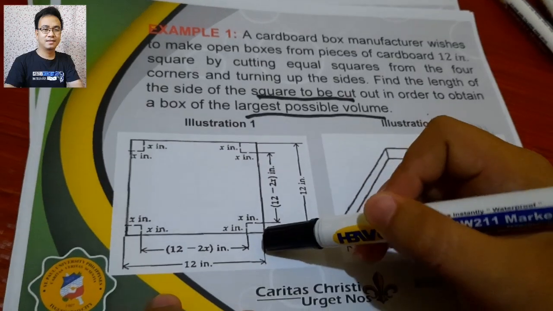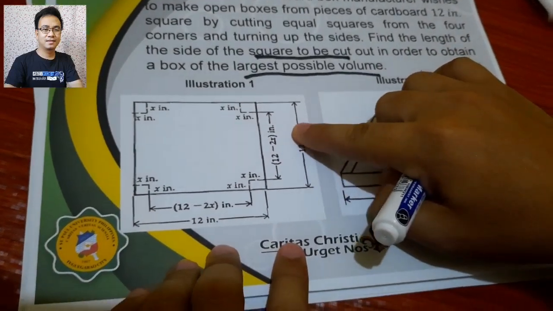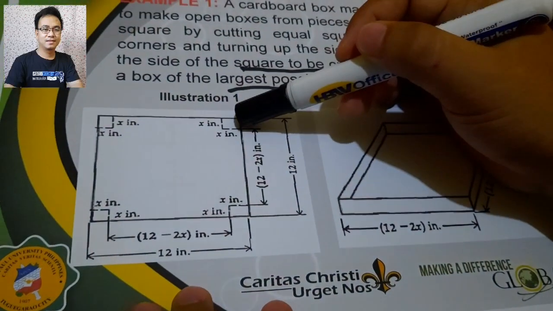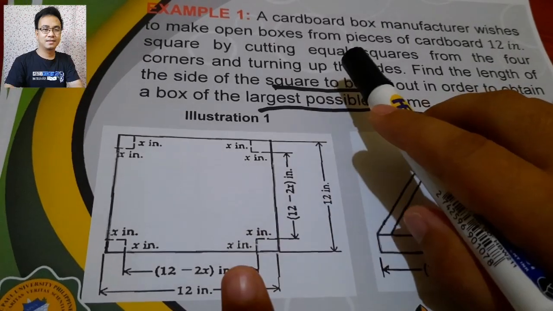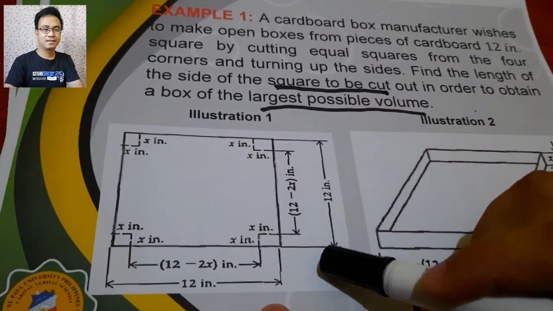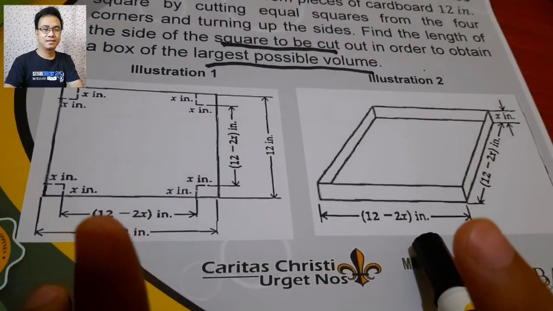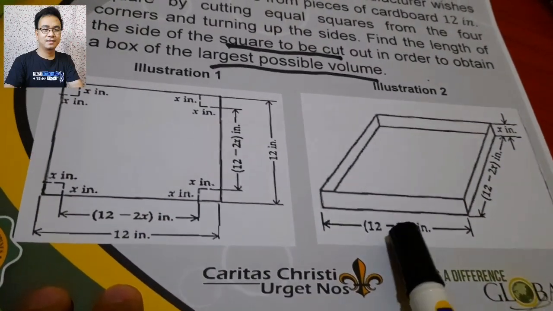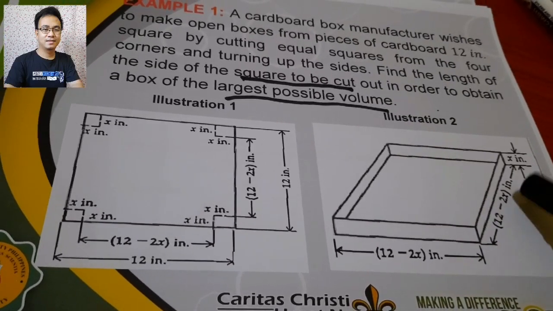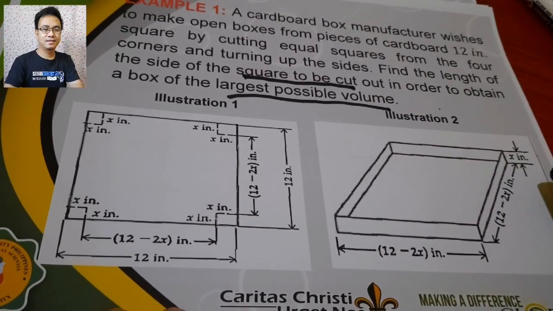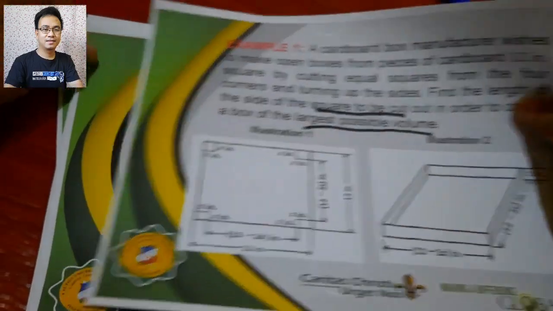Pag tinanggal mo yung corner na yan, ang maiiwan ngayon is 12 minus 2x. Bakit 2x? Kasi x inches doon, x inches diyan, maiiwan is 2x. So, overall, 12 minus 2x. Ang mangyayari, pupunta siya dito. Pag tinurn mo siya pataas, pupunta siya dito. So, 12 minus 2x, tapos dito, 12 minus 2x, tapos yung kanyang height is x inches. Okay? So, let's solve.